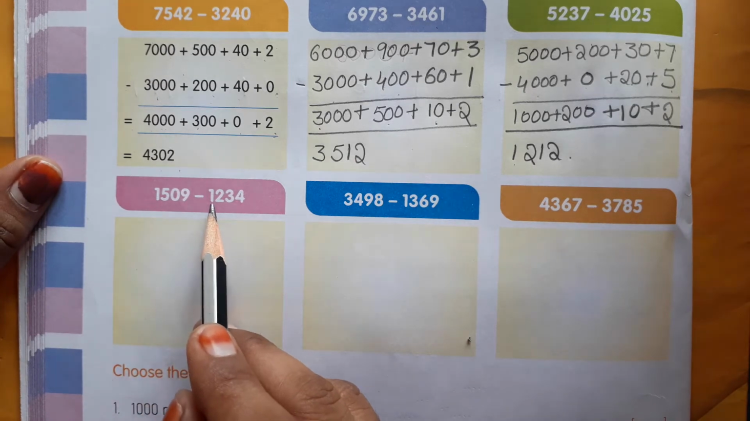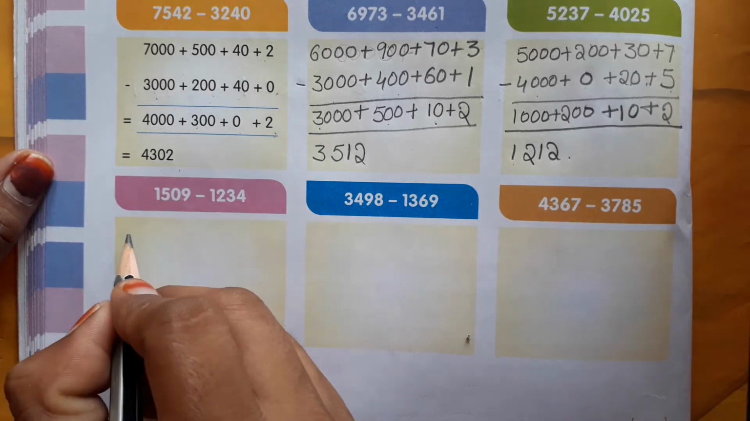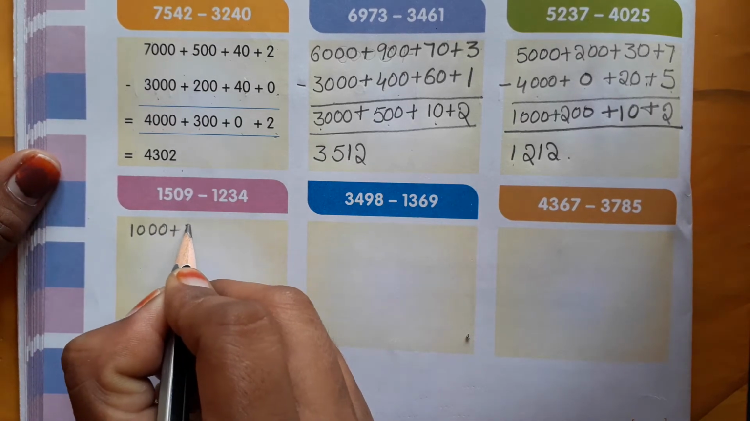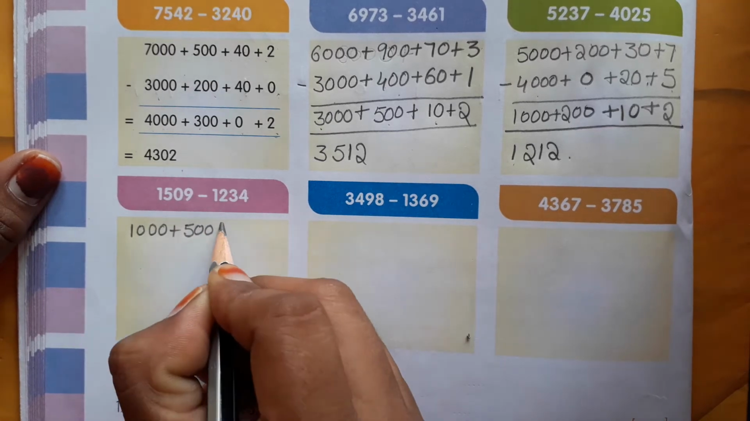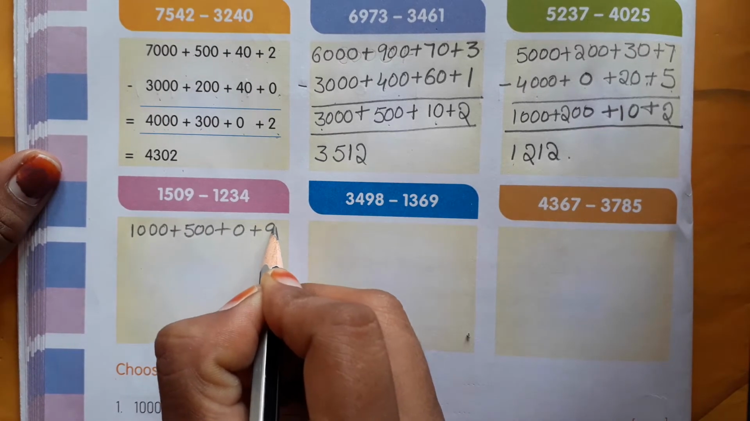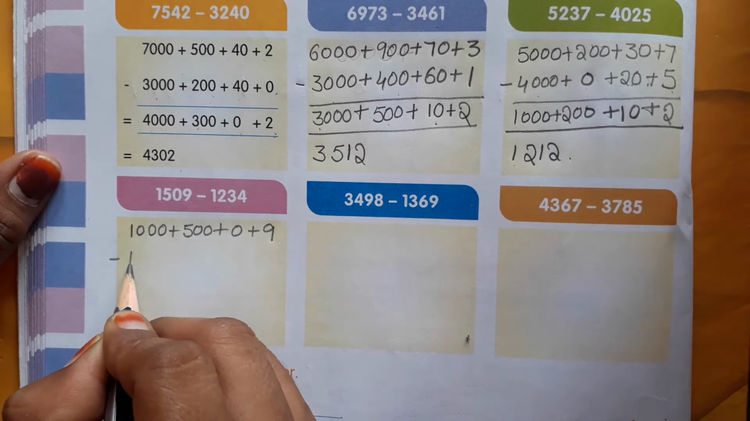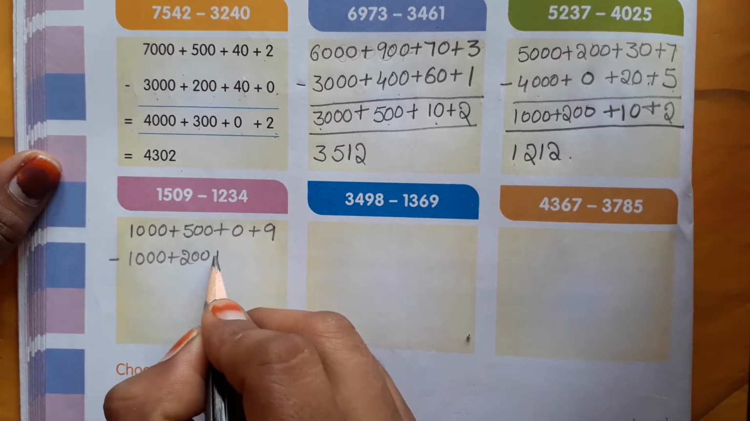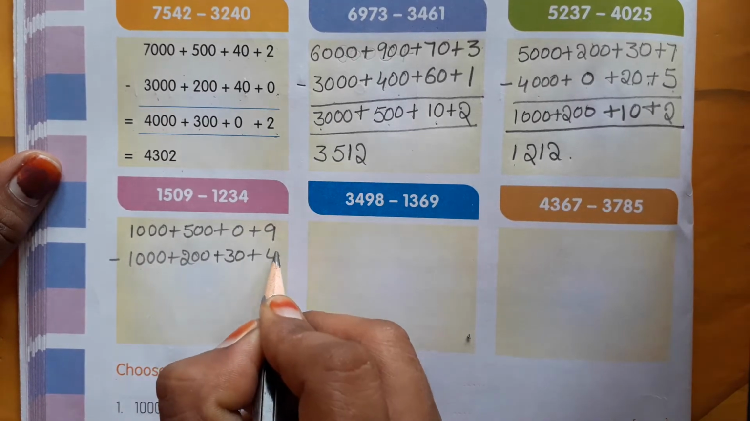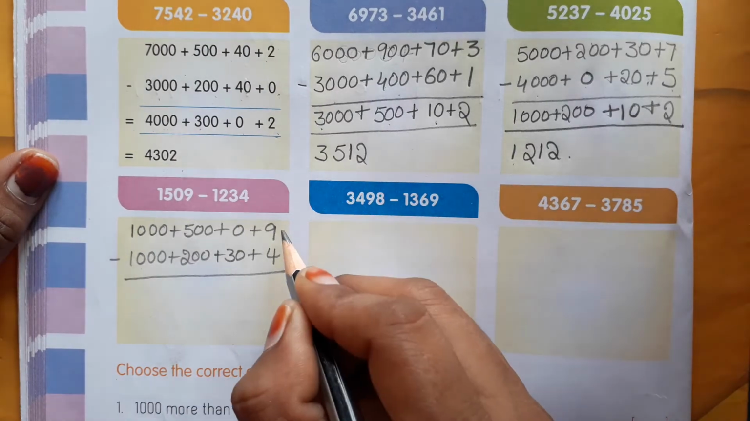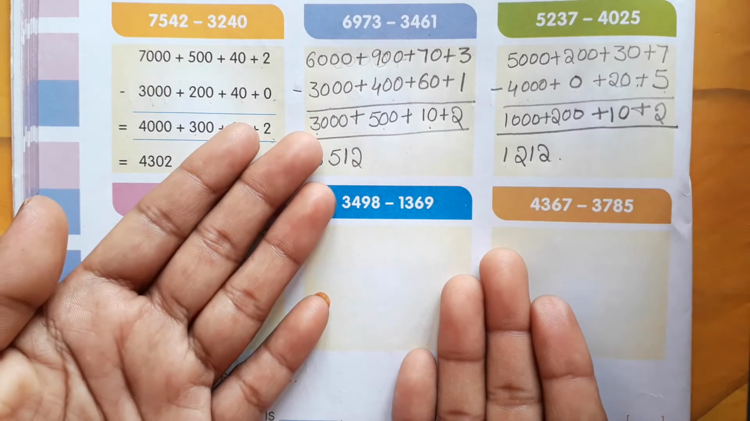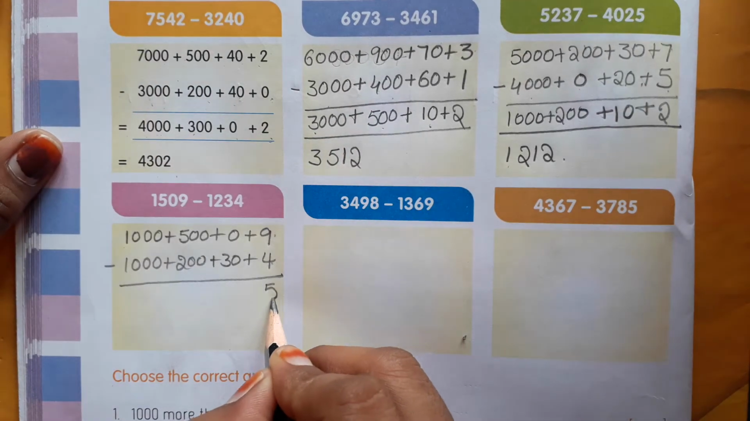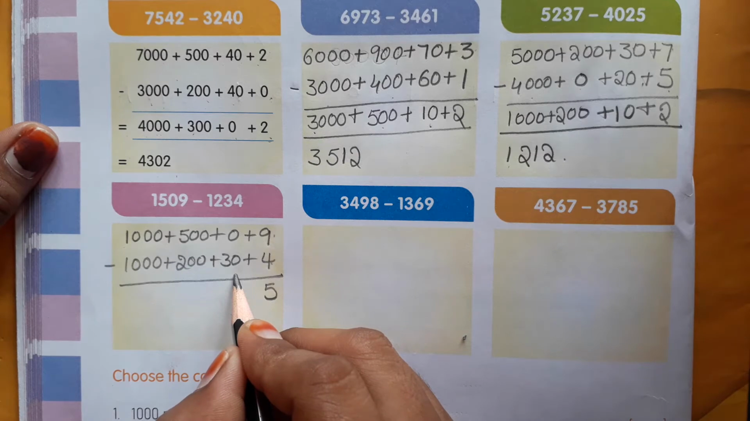Okay, come to the next row. 1509 minus 1234. Write the expanded form. 1000 plus 500 plus 0 plus 9 minus 1000 plus 200 plus 30 plus 4. So 9 minus 4. Take 9 fingers, 4 cut off. How many are remaining? 5. 0 minus 30. Is it possible?